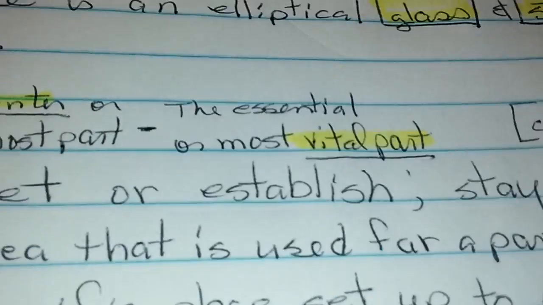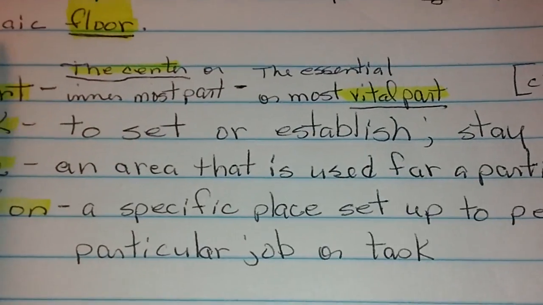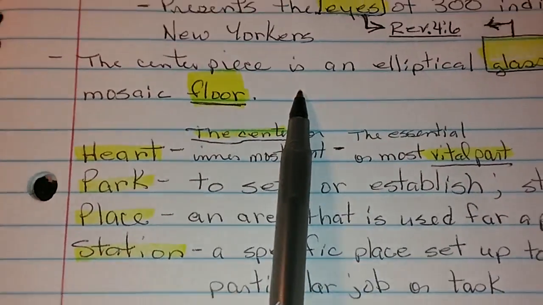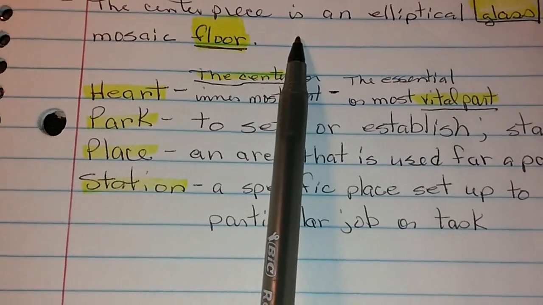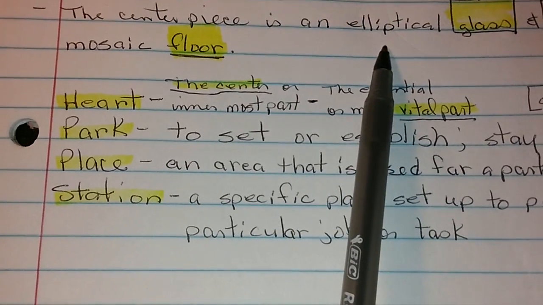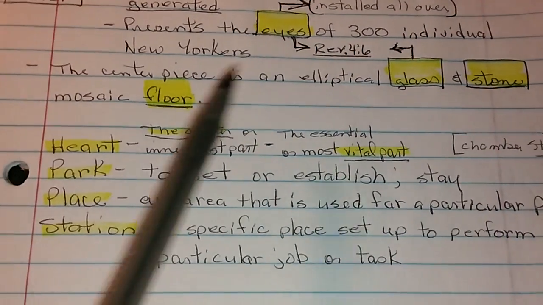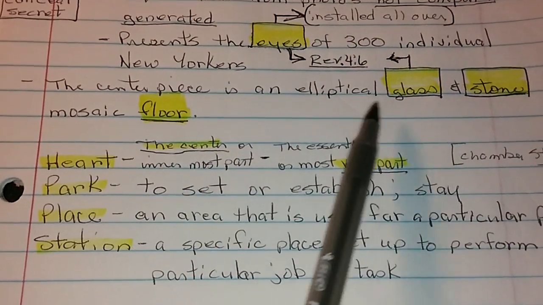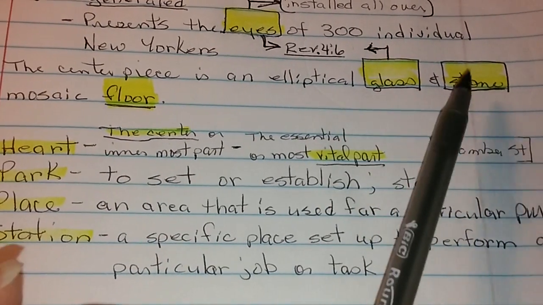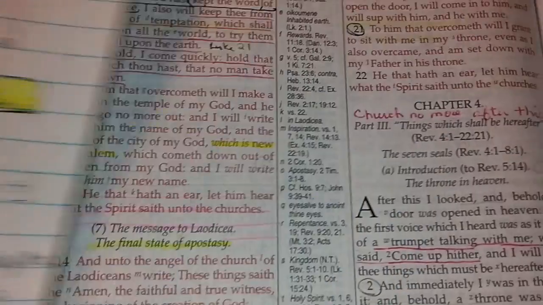Okay, the thing I want to point out about that Messianic floor is this right here. It is a centerpiece in this Oculus display in the subway. It is an elliptical glass and stone Messianic floor. Glass and stone floor. I want you to understand that, okay?